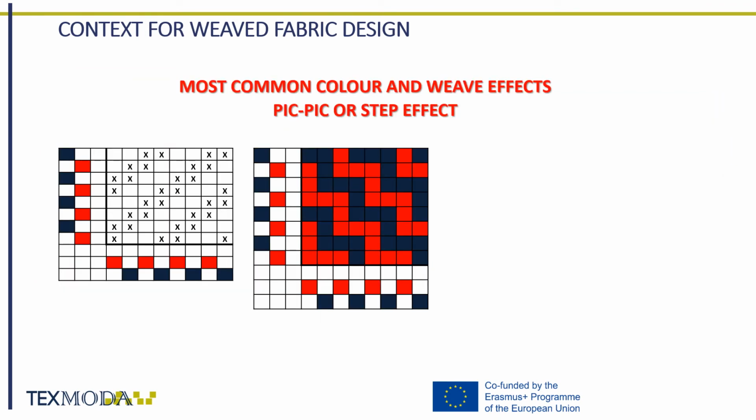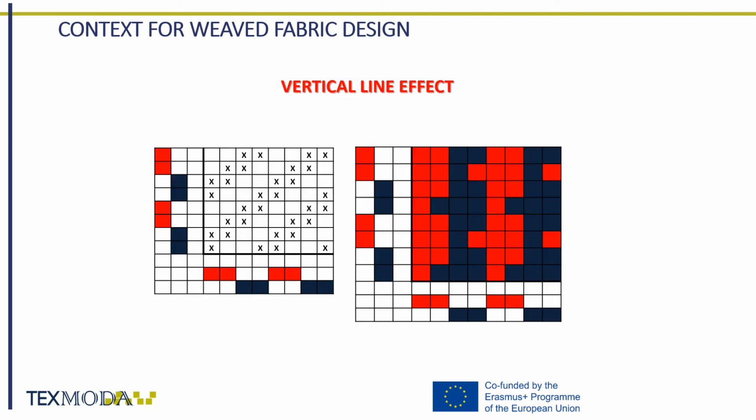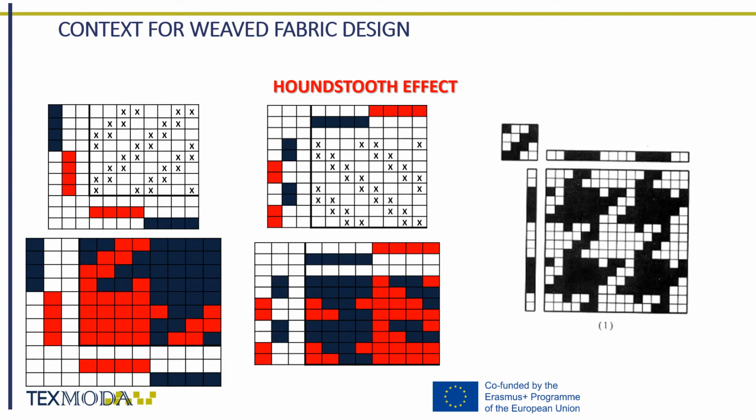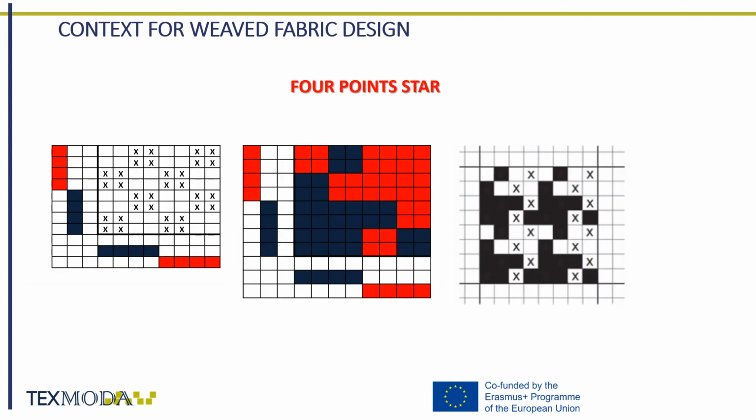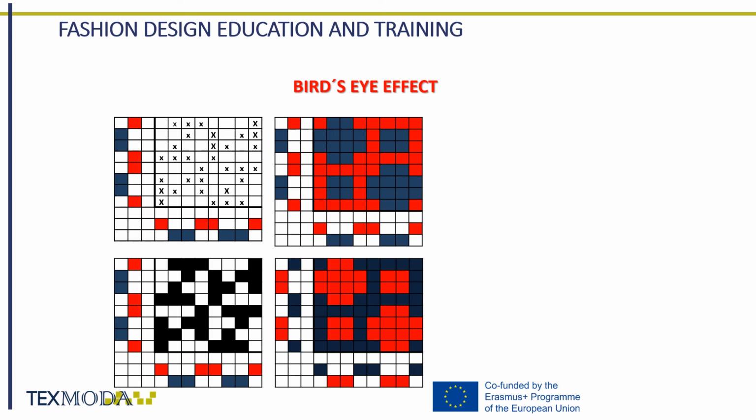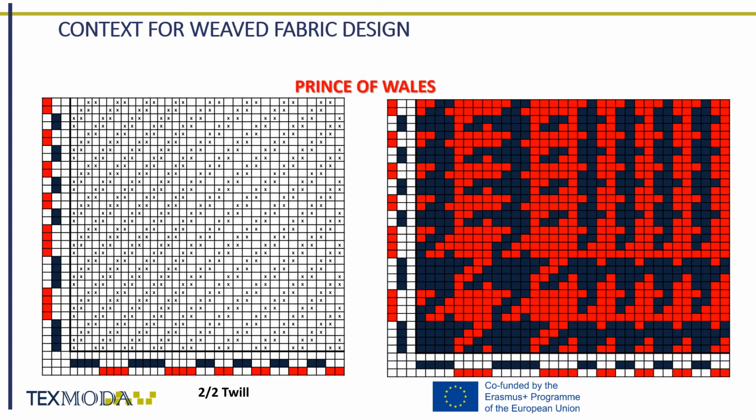A few examples of color sequences and weave effects are shown in the next slides. Step effect, vertical line effect, houndstooth effect, 4-point star effect, bird's eye effect, and finally the well-known Prince of Wales effect.